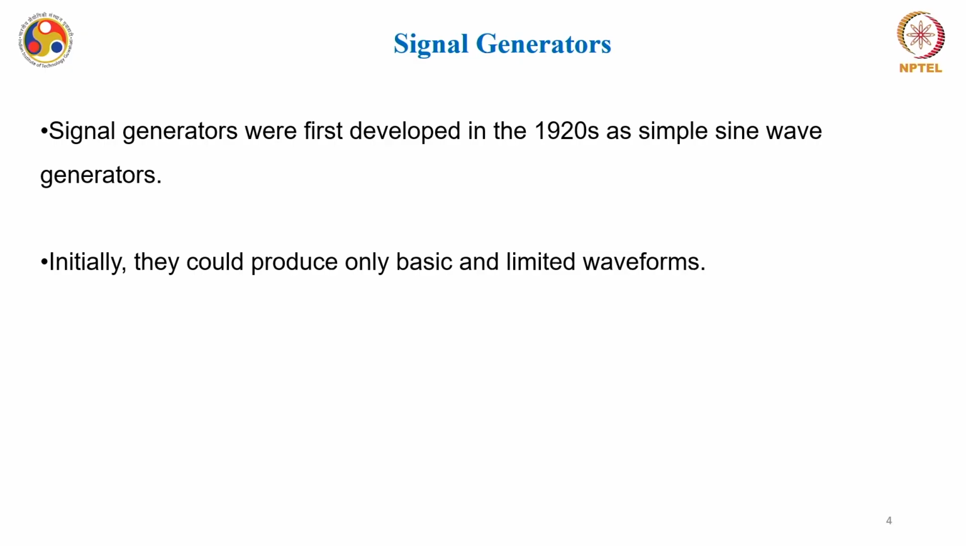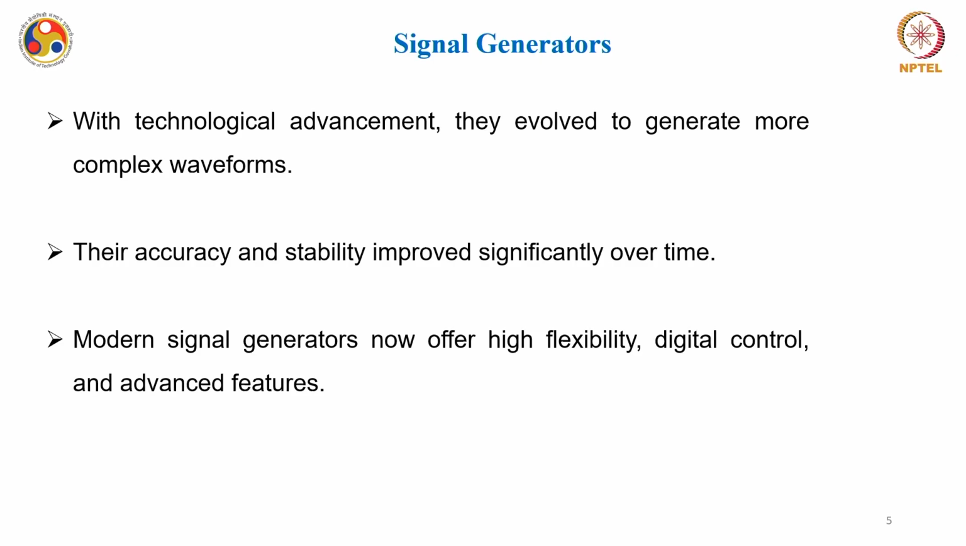Although the history of signal generators is very long, in the early 1920s they were developed, but they were simple sine wave generators. Initially they could not produce sophisticated waveforms. Very simple and basic waveforms were generated with limited bandwidth. But with technological advancement, they evolved to generate more complex waveforms, like the sawtooth waveform we saw in the previous class. Their accuracy and stability improved significantly over time, and modern signal generators now offer high flexibility, digital control and advanced features.